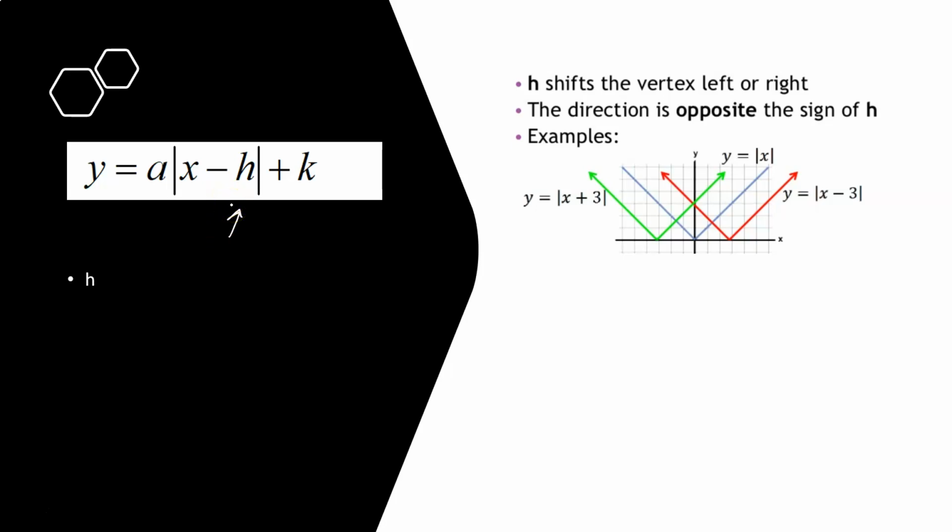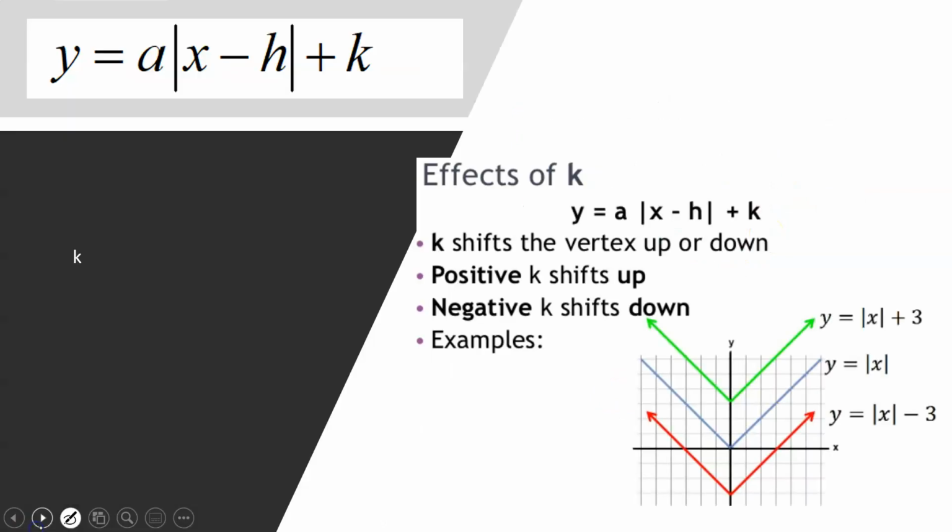So if you look right here, the blue one is the parent. And then when you subtracted 3, you moved right 3. And inside the absolute value bars, when you added 3, you moved left 3 to the green one. So the blue one's the parent, and the green one moves left 3, and the red one moves right 3. And you can look at the difference in the equations.